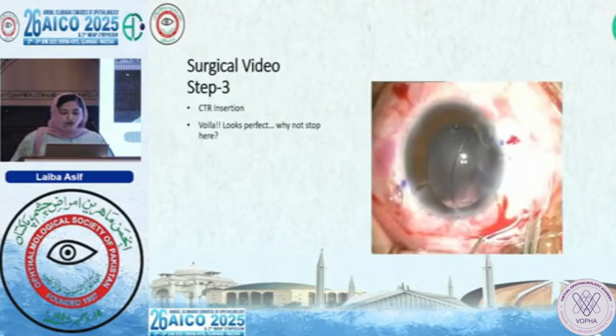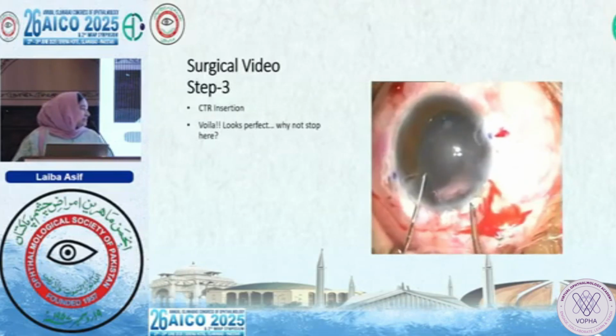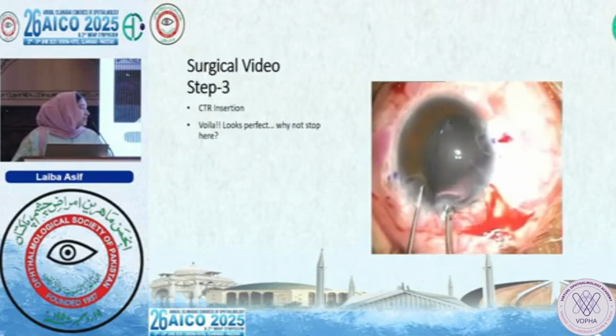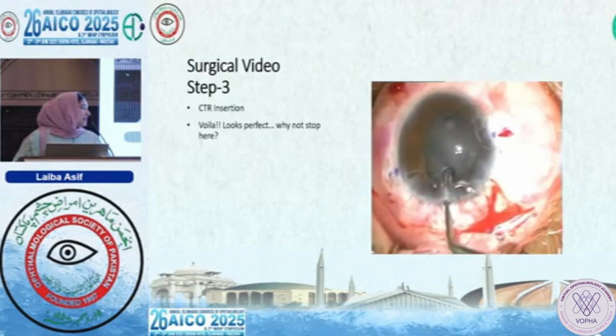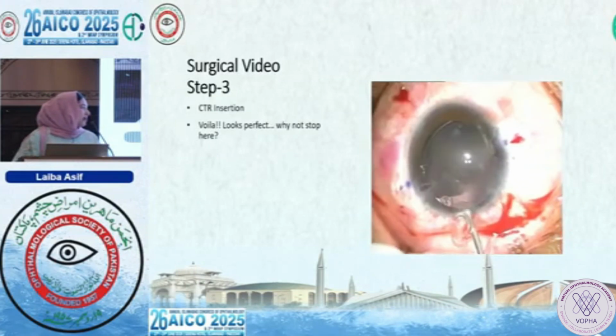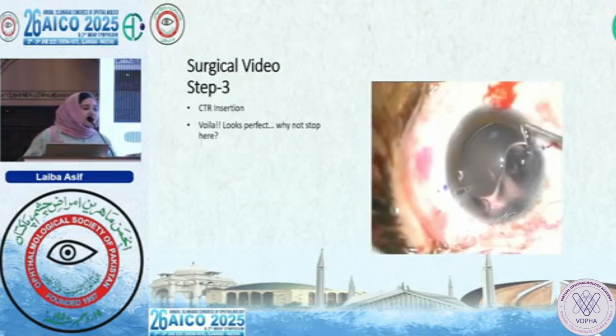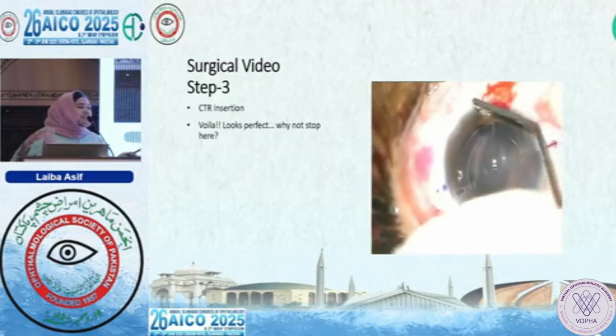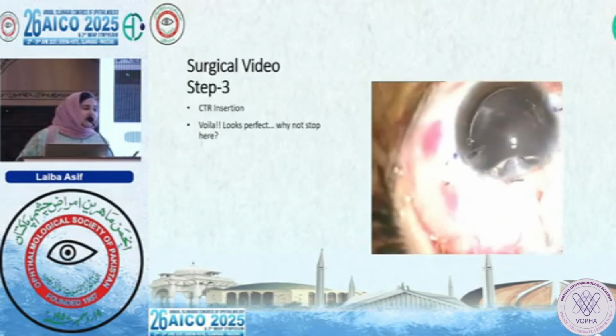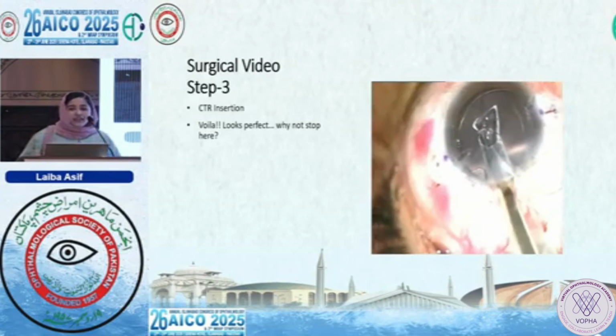Next, moving on, the CTR ring was put in place. Here you can see the CTR ring has been injected inside the capsular bag. Now stop here and see. We can see that the bag complex looks very stable, and we could inject the IOL and stop the case right there. But this was not the case.